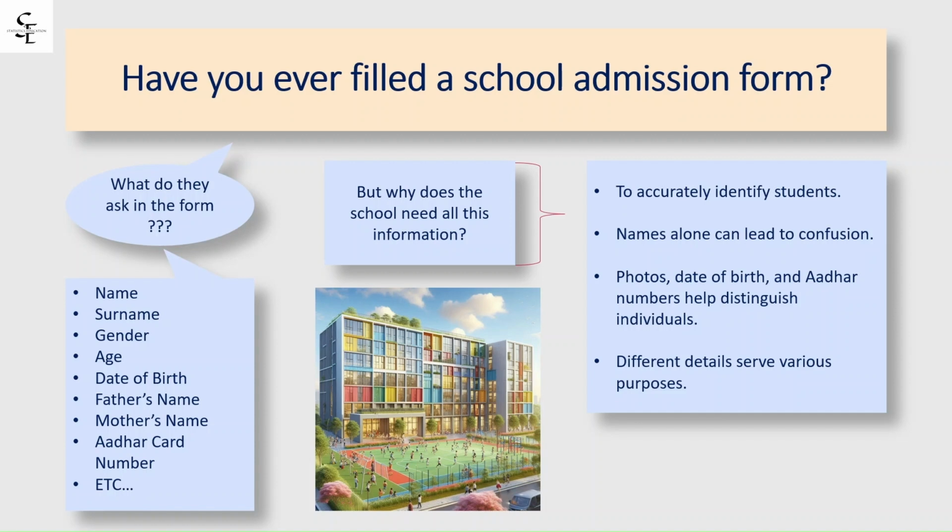For example, if two students have the same name, then having photos, date of birth, and Aadhaar card numbers can help the school to identify each student uniquely. Similarly, each detail serves a different purpose. For example, contact details. In case of emergency, the school can contact your parents. This example shows why collecting data is very important.